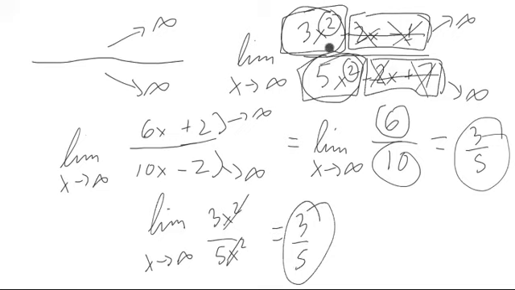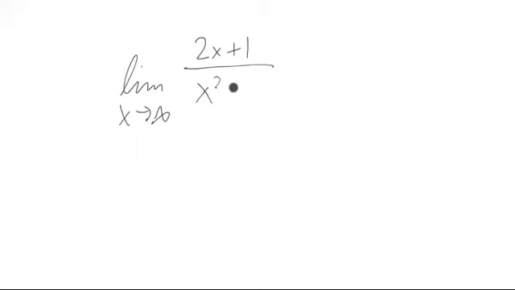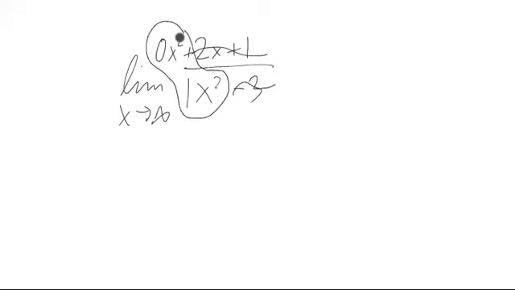Now, this is true for leading terms that have the same degree. But what about if we have something like this? The limit as x approaches infinity of 2x plus 1 over x squared minus 3. Now, again, we can actually do the same idea. If we just tack on a 0x squared here, notice that those will vanish and those will vanish, and we'll just be stuck with these leading terms here. Well, so the limit will be 0 over 1, or in other words, it'll be 0.